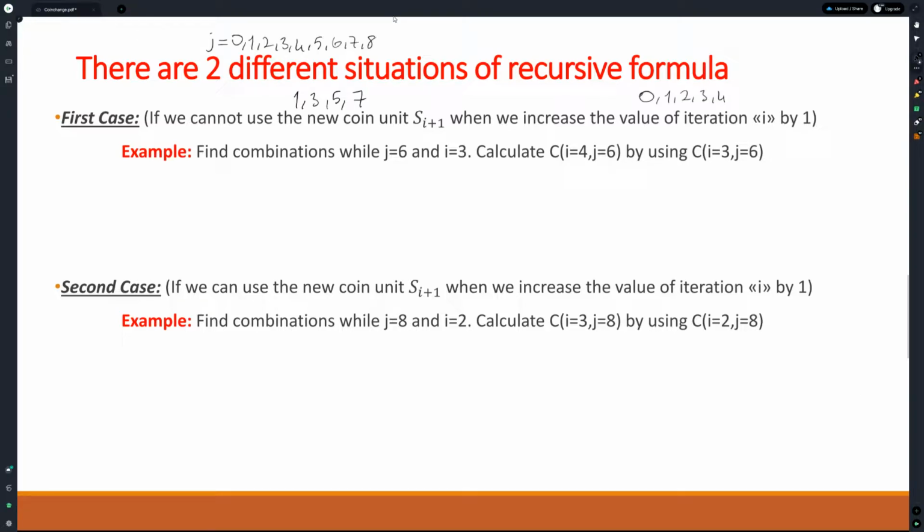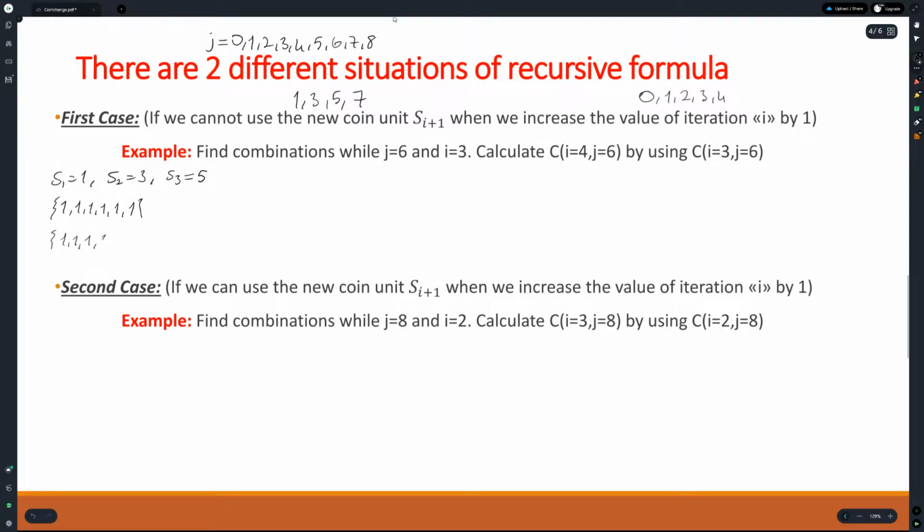Let's find the combinations while j is 6 and I is 3. Since I is 3, we have 3 coins, which are S1 is 1, S2 is 3, S3 is 5. So let's find the combinations. One of the samples is 6 pieces of 1. Then 3 pieces of 1 and 3. Another is 1 and 5.